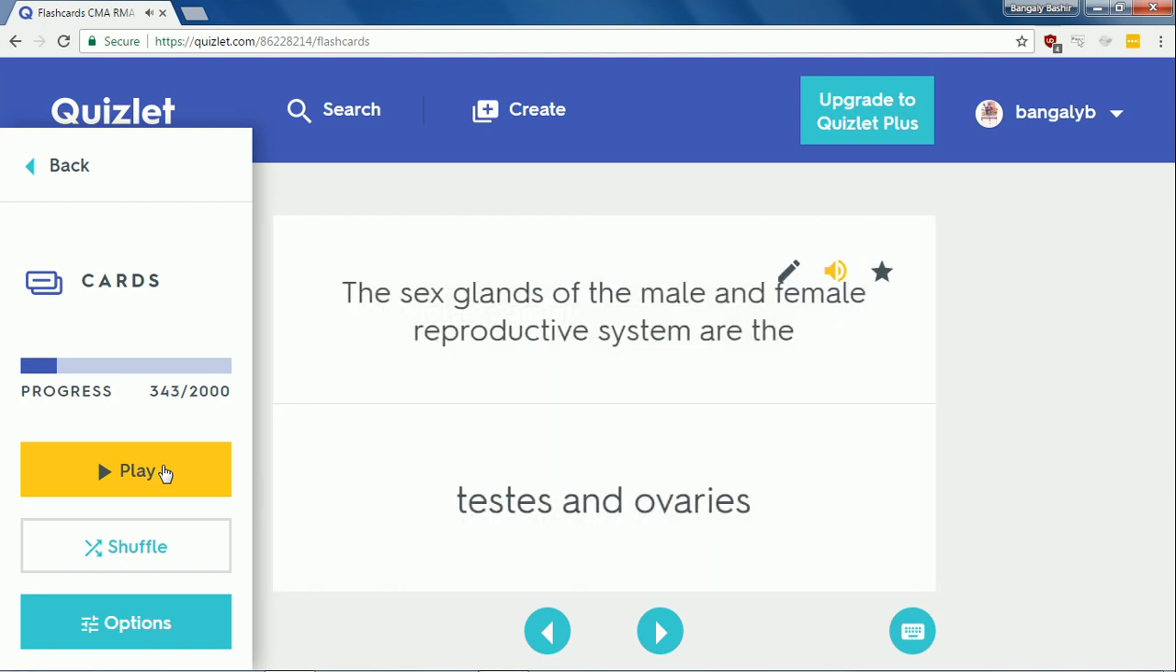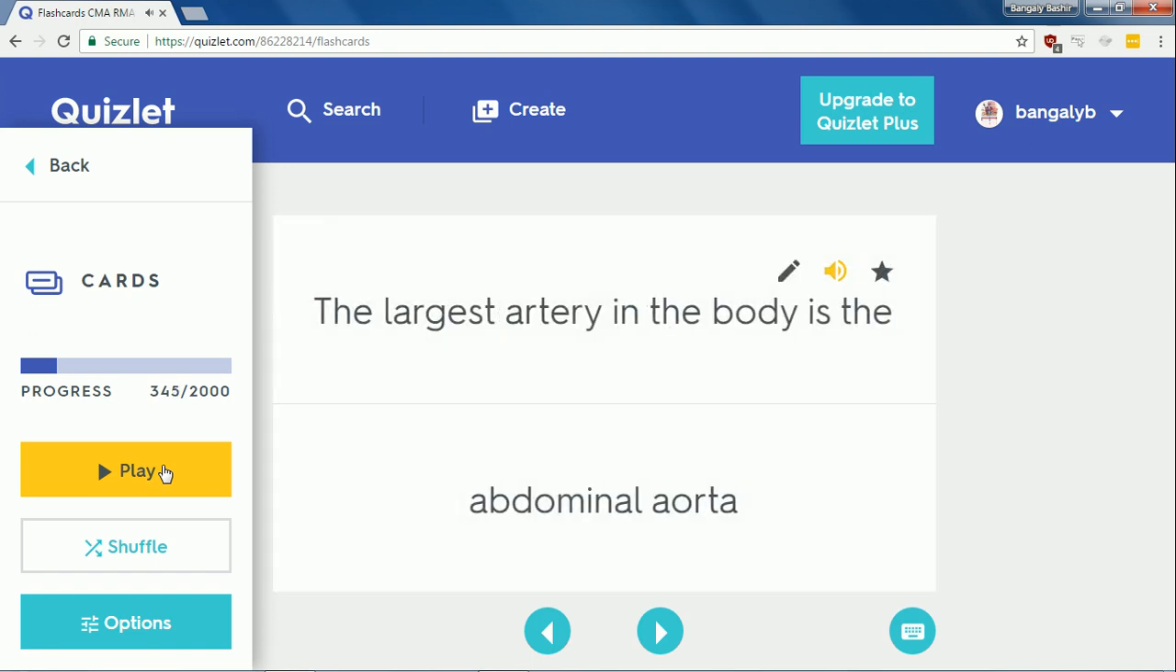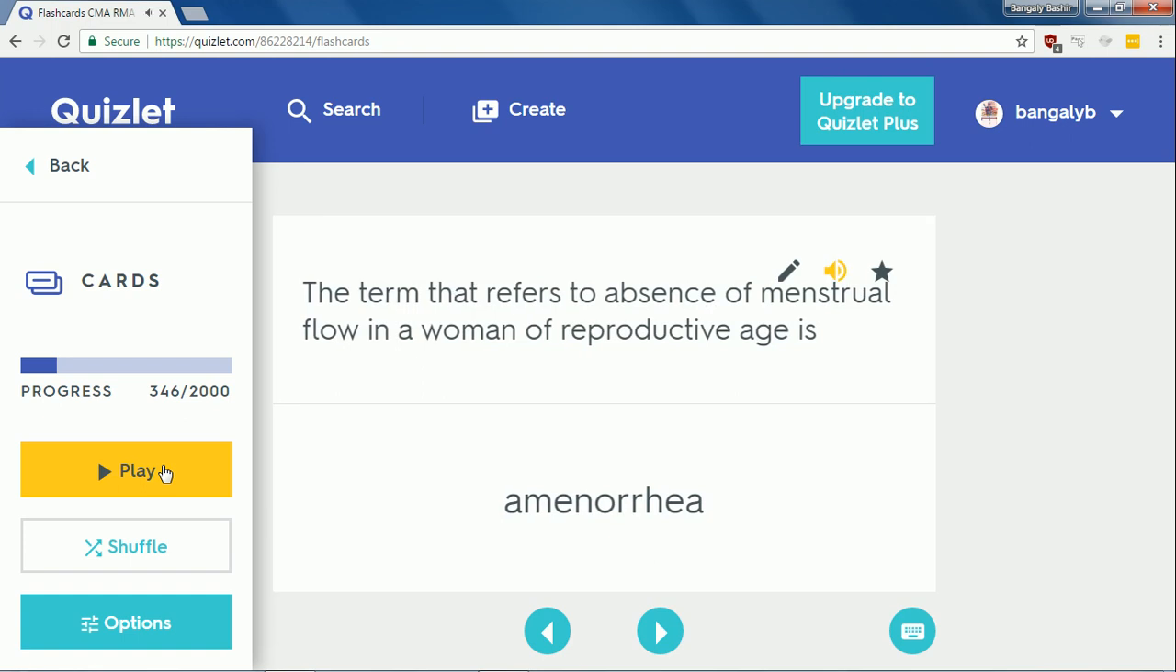The sex glands of the male and female reproductive system are the testes and ovaries. The bone that lies between the hip and the knee is the femur. The largest artery in the body is the abdominal aorta. The term that refers to absence of menstrual flow in a woman of reproductive age is amenorrhea.